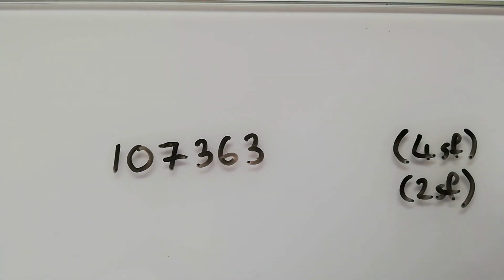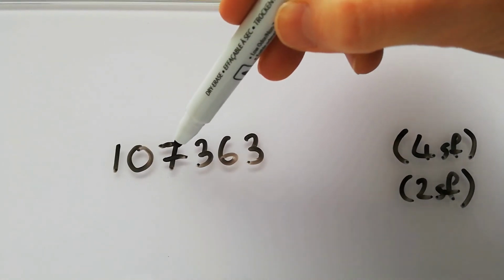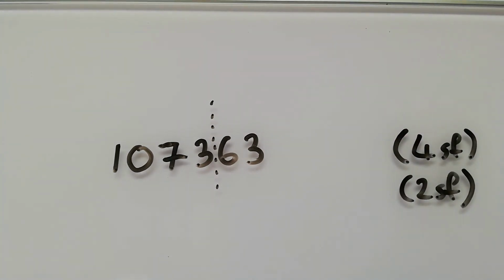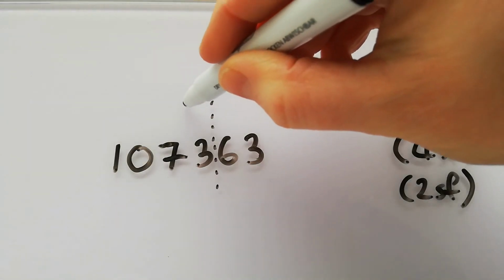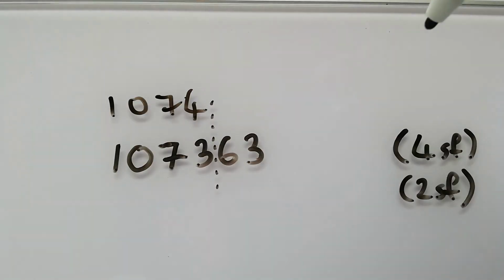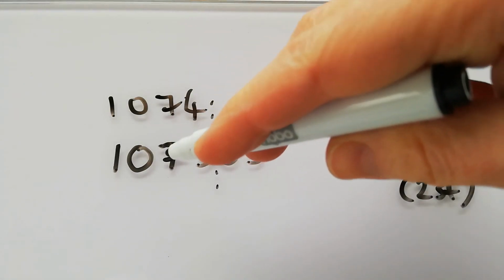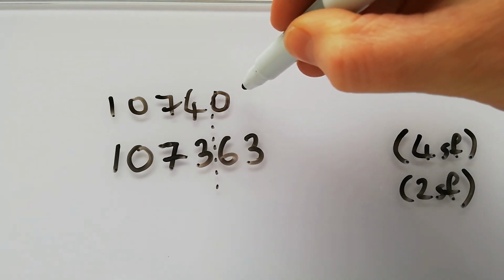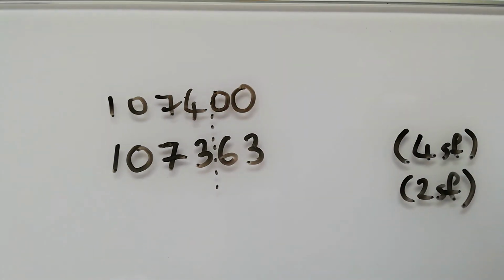Finally, if we have 107,363 and we want to round that to 4 significant figures, 1, 2, 3, 4, and make a cut. To the right of the line I've got 6, which is bigger than 5, so the 3 gets changed to a 4 and everything else to the left stays the same. But that number is much smaller than that number, so I have to fill in a 0 where the 6 was and a 0 where the 3 was.